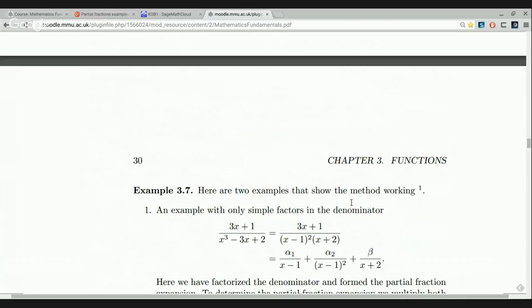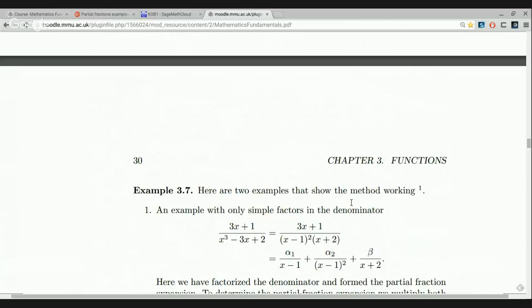However, if it's a term like this, x minus something raised to some power, then you get one fraction for each of the increasing powers up to and including the total power there. So because this is just 2, we have something over x minus 1 and something over x minus 1 all squared.